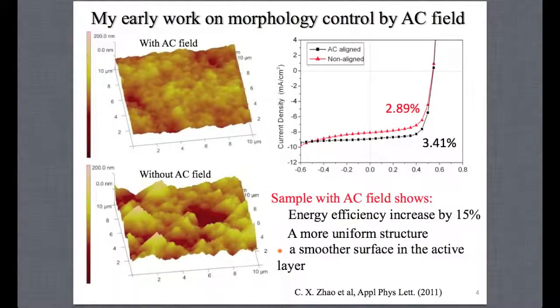This slide shows our early work on morphology control by applying an AC electric field during device fabrication. The sample with the AC electric field shows the energy efficiency increased by 15%, and the IV characteristic curve shows that energy efficiency has been increased from 2.89 to 3.41. And when we look at the sample under AFM, we found that the sample with the AC electric field shows a much smoother surface with much smaller domain size.